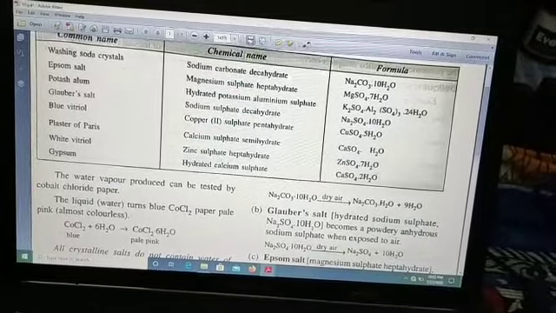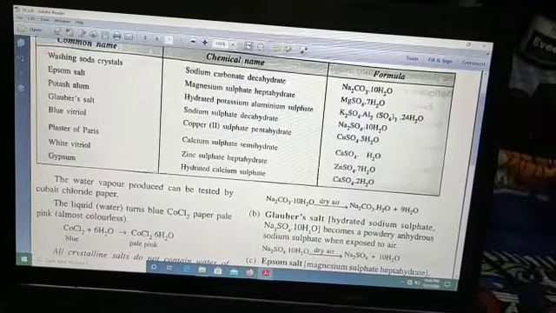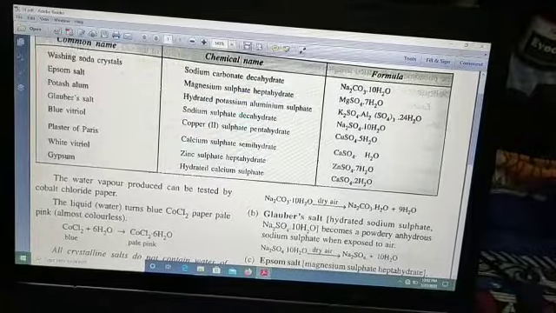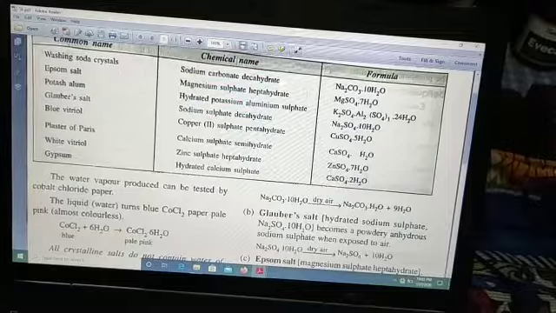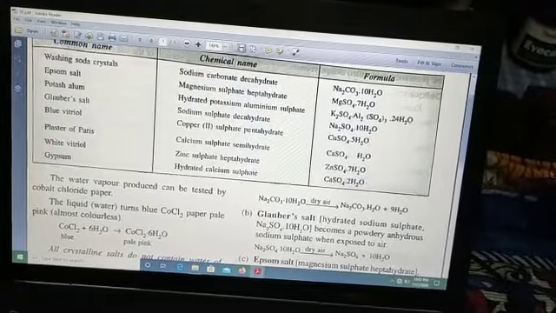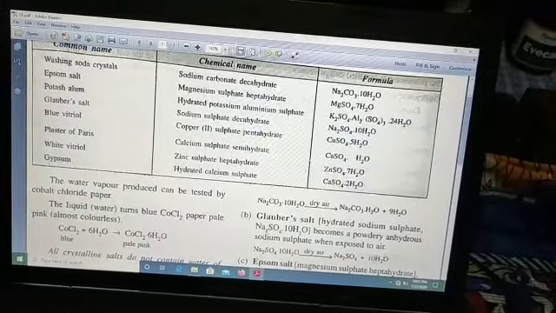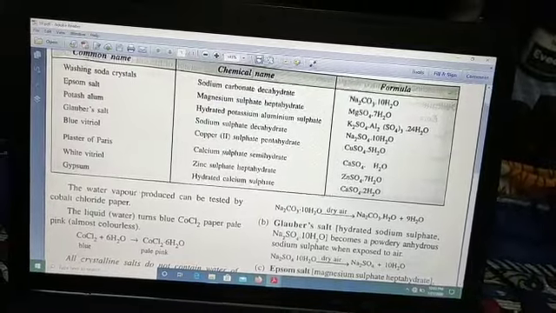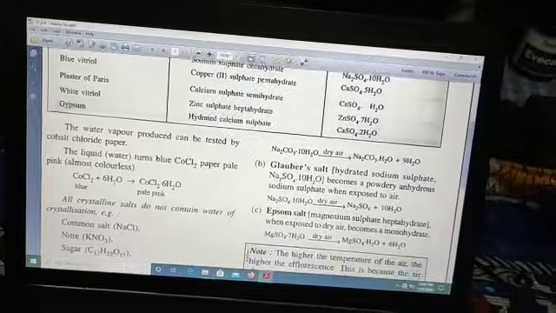So here we have got a few examples. Sodium carbonate or washing soda crystals, Na2CO3·10H2O; Epsom salt, MgSO4·7H2O; potash alum, K2SO4·Al2(SO4)3·24H2O; then you have got blue vitriol, copper sulfate pentahydrate; gypsum, that is calcium sulfate dihydrate, CaSO4·2H2O. All these are examples of substances which contain water of crystallization.